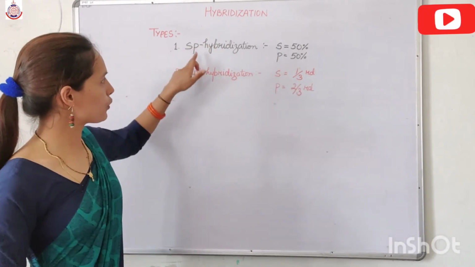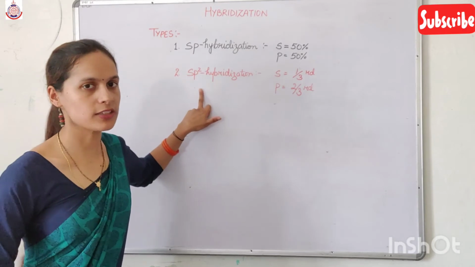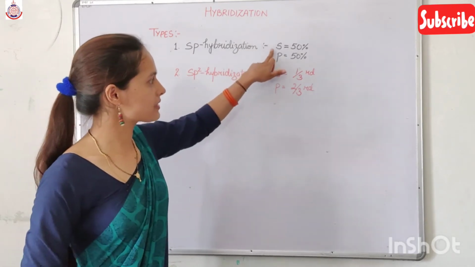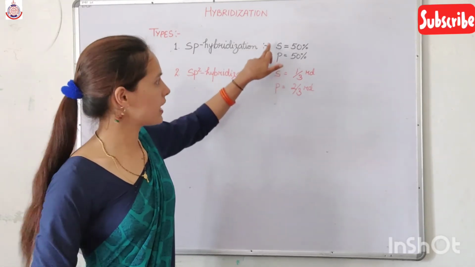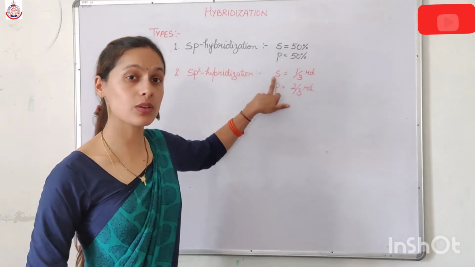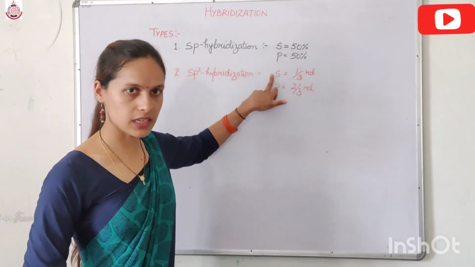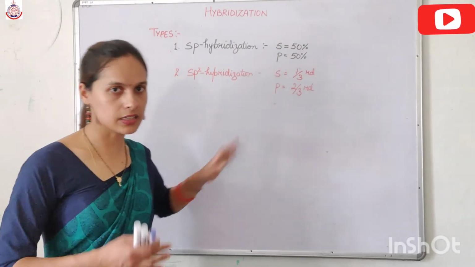This means as we move from sp hybridization to sp2 hybridization, the s character decreases because here it is just half, but here it is 1/3. So the s character decreases and the p character increases.